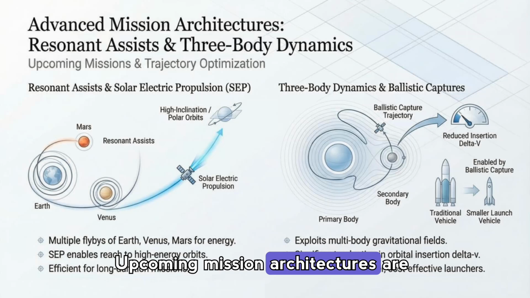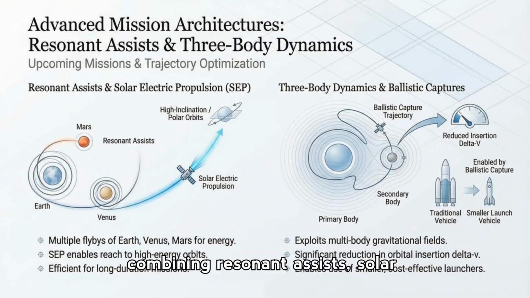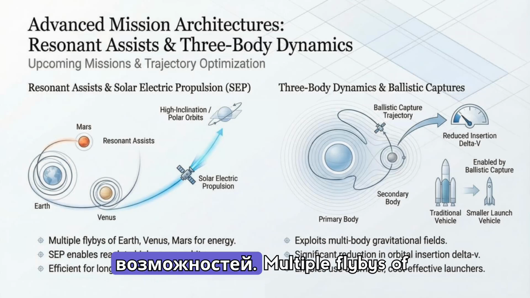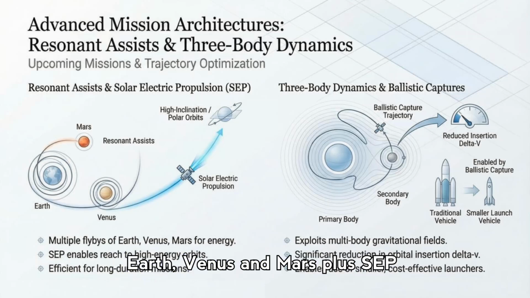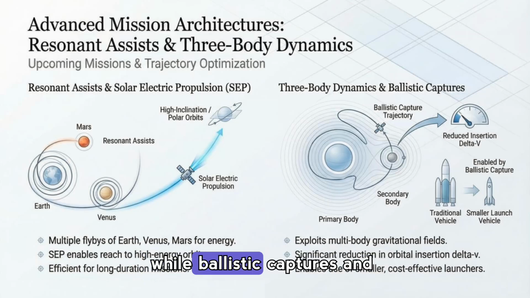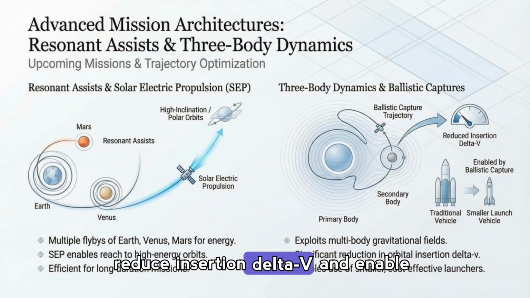Upcoming mission architectures are combining resonant assists, solar electric propulsion, and three-body dynamics to expand capabilities. Multiple flybys of Earth, Venus, and Mars plus SEP allow reach to high-energy orbits and efficient long-duration missions, while ballistic captures and multi-body exploits can drastically reduce insertion delta-v and enable smaller, more cost-effective launch systems.